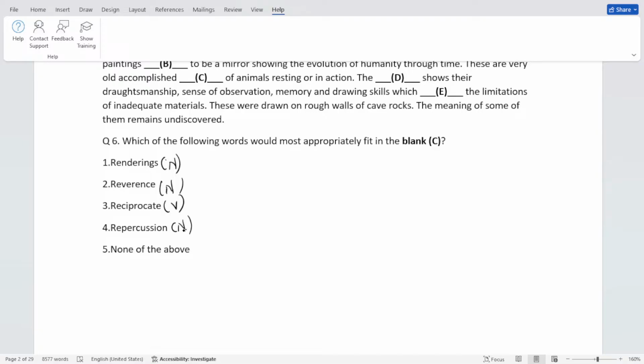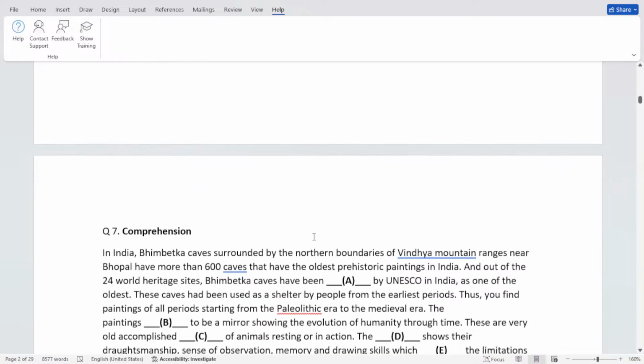So then accordingly, what will be the correct answer? Please let me know. What will be the correct answer? Renderings is the correct answer. We will go for the next question.